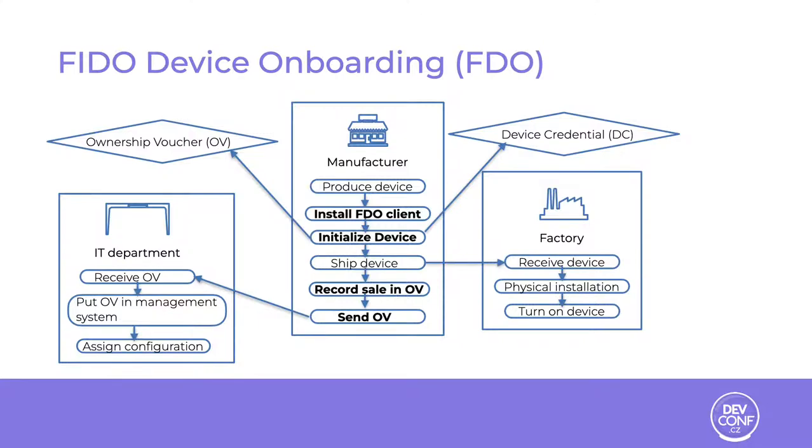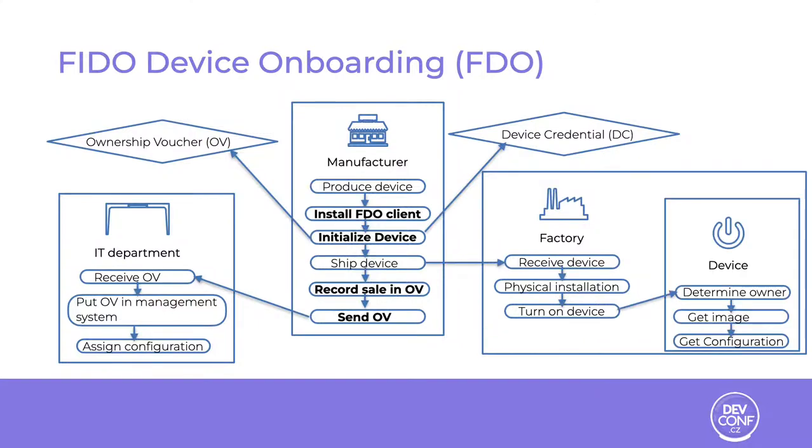And then at some point later, the people on the factory floor turn on the device after it's physically installed. As soon as the device gets turned on, it will take care of the rest of the process. It will determine where its current owner is. It will then retrieve the actual deployment image for this device and its configuration, all from the IT management system.